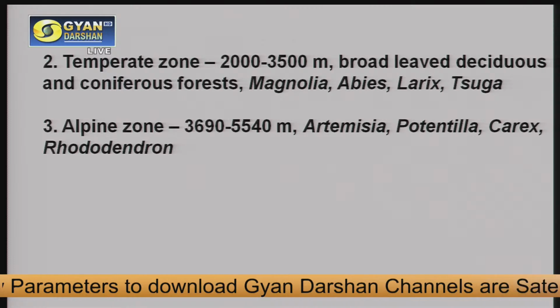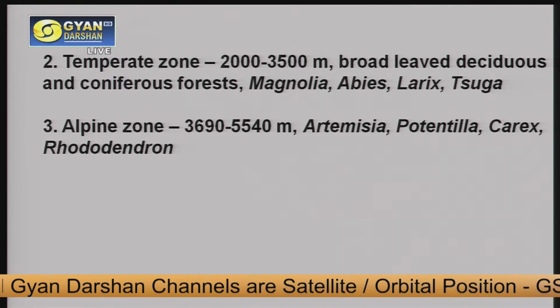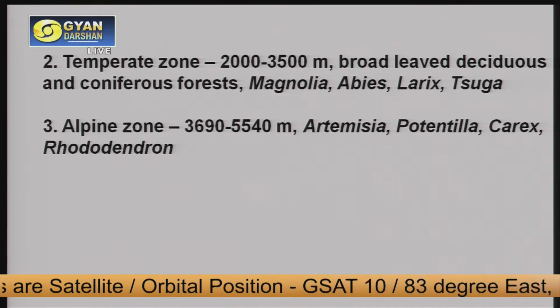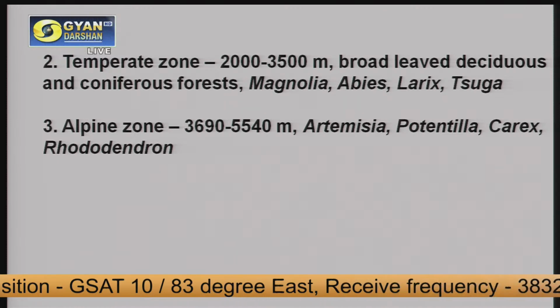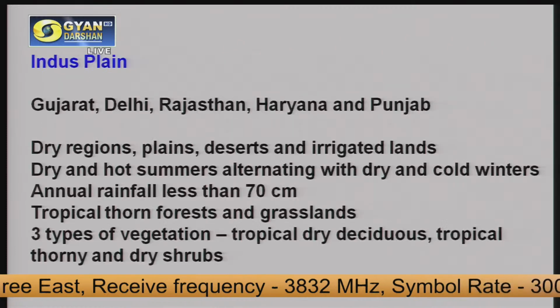Then you again have the alpine zone, that is further height, that is 3690 to 5540 meter, consisting of Artemisia, Potentilla, Carex, rhododendron. Rhododendron is a very popular species in the eastern Himalayas.